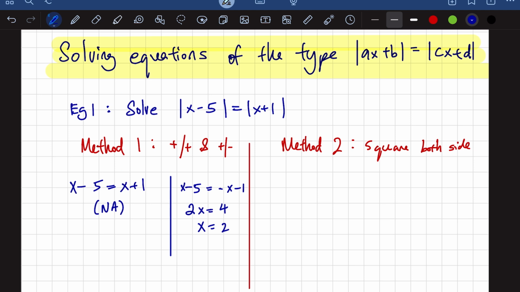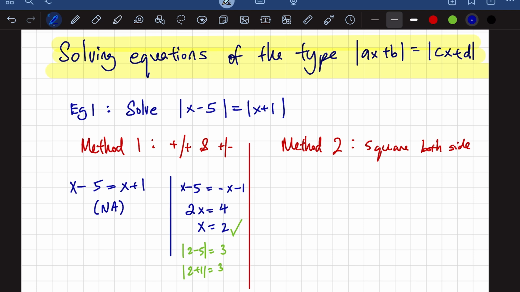Now we have to always check our answer to make sure it is correct. So we check mod 2 minus 5, which equals positive 3. We check mod 2 plus 1, which is also 3. So this is in fact true. This is the first method, the plus plus and plus minus method.